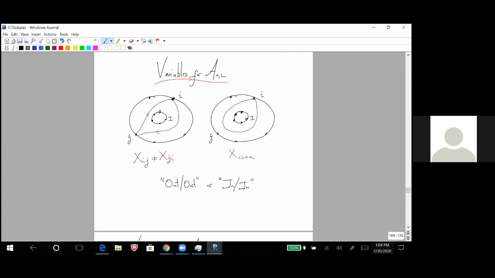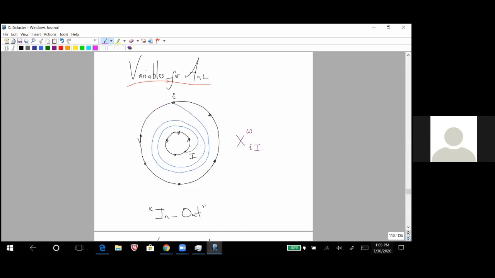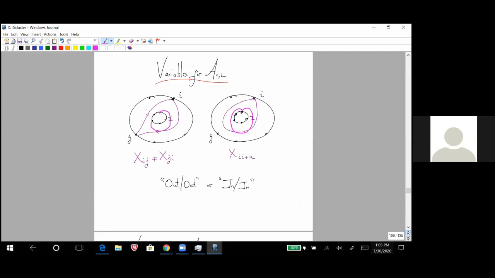And I have the analog of these guys just on the inside as well. So I haven't drawn them. So I can have these xij's like this, and I can have the analog of these self loops like that. Okay, that's one set of variables. Now notice that these variables don't have any winding associated with them. I can't wind around the annulus and go back to the outside without the arc intersecting itself. So these variables don't have any winding.